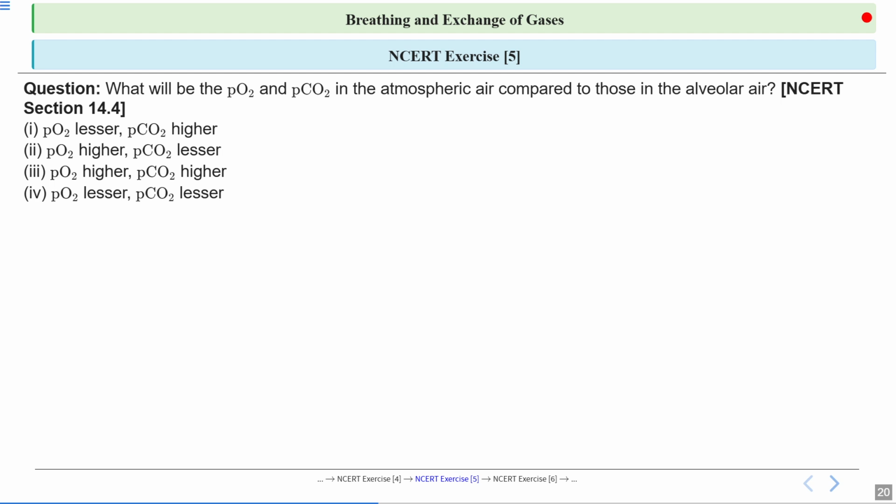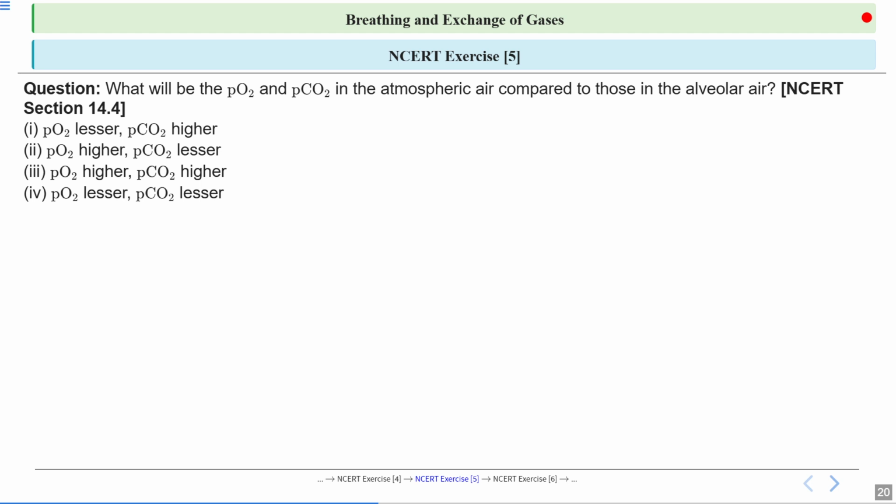Okay, now let us take Question 5: what will be the partial pressure of oxygen and partial pressure of carbon dioxide in the atmospheric air compared to those in the alveolar region? Okay, this question is coming from NCERT section 14.4, and we have some options.